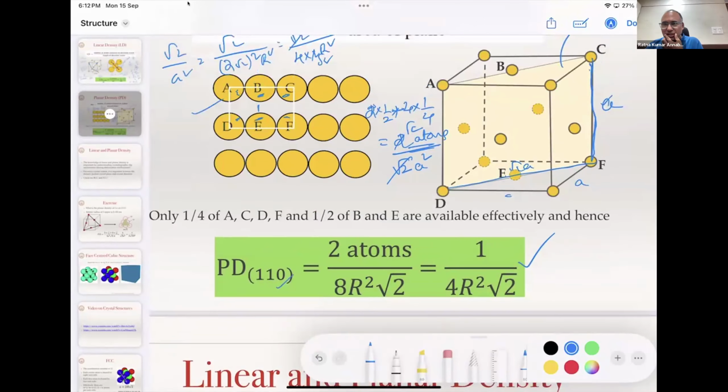Is there a question? No, sir, we are clear. So now can you find out the planar density of the 100 plane?